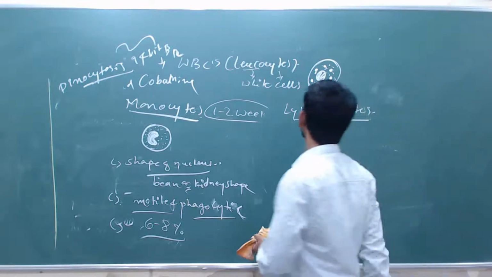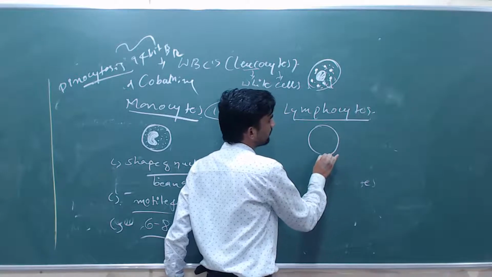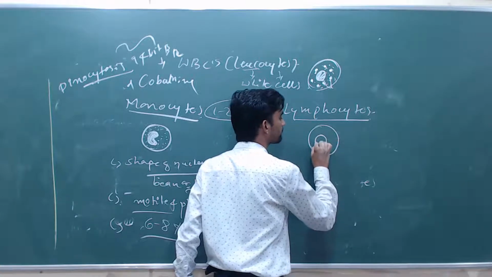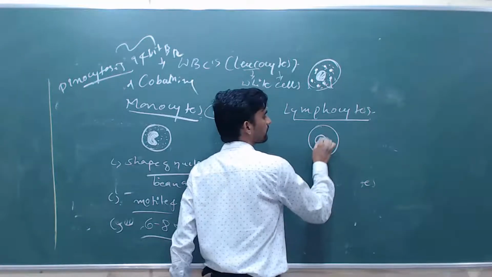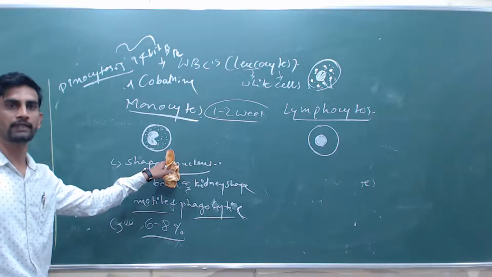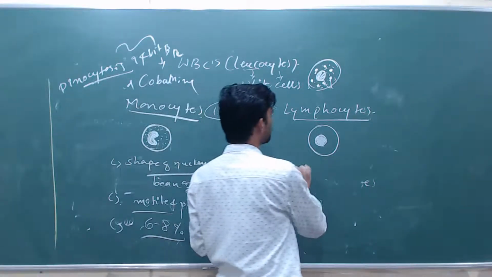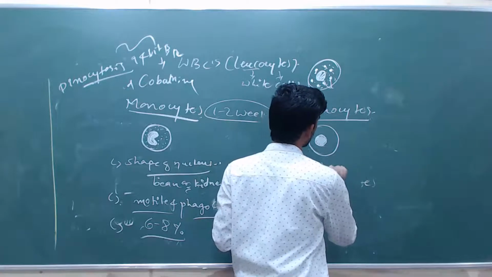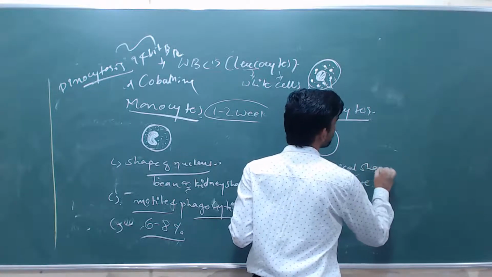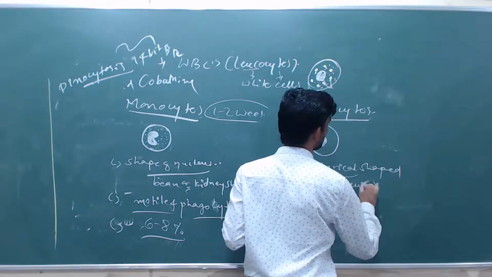When you come across the shape of the lymphocyte, this will also look spherical or rounded in shape. You can easily differentiate the shape of the nucleus here and the shape of the nucleus there. So you write it down: the shape of the nucleus is spherical. Spherical shaped nucleus.